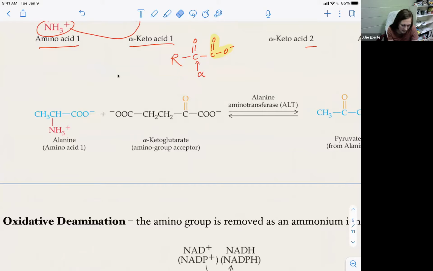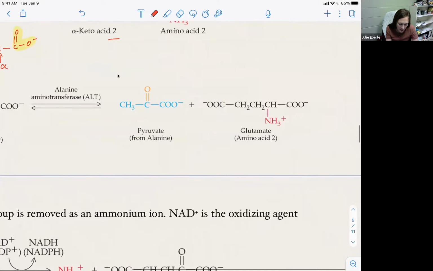So if we have alanine, and we know alanine simply has a methyl group as its side chain. So there's the side chain. So this is the alpha carbon in alanine, and we're going to switch the NH3 and the double bond to oxygen. So when we get done, if this is alpha ketoglutarate, we have turned alpha ketoglutarate into glutamate. If you look at this closely, this is the alpha carbon of glutamate. So this whole part would be like the backbone. And then this is the side chain, a CH2, CH2, and a COO minus. This would be like the R group of glutamate.